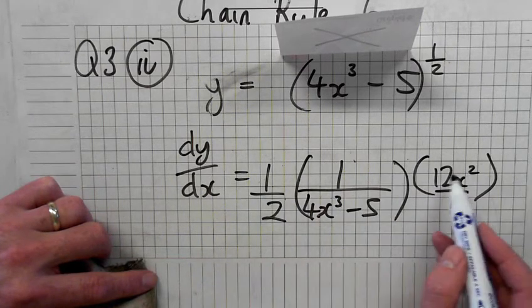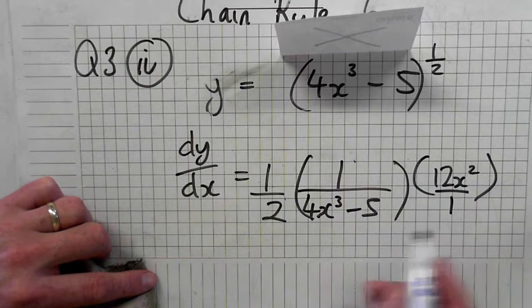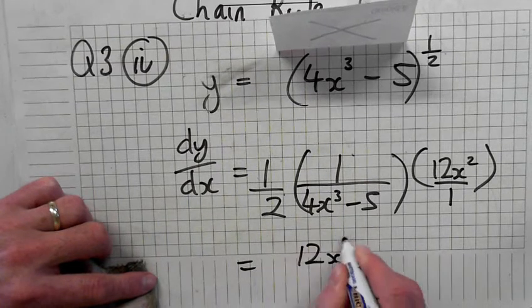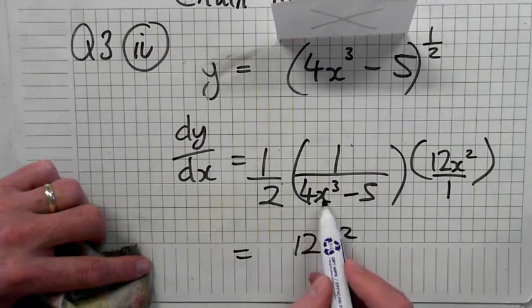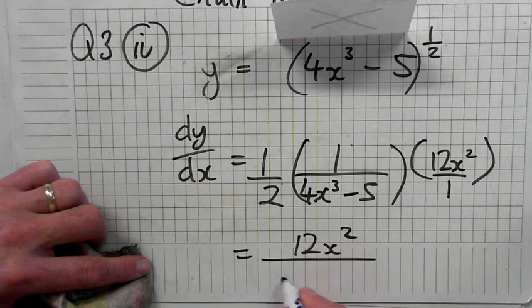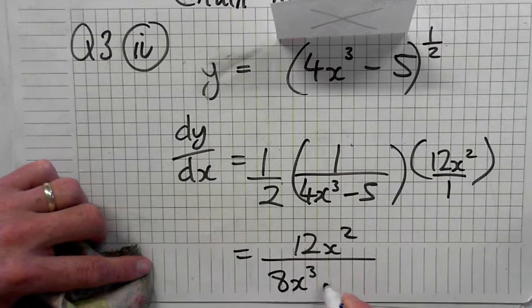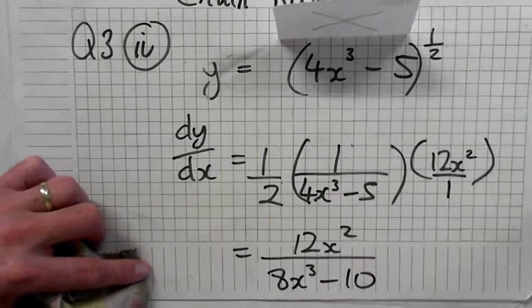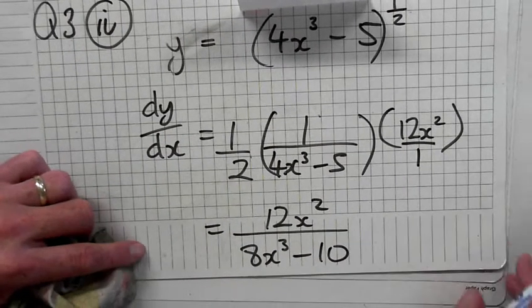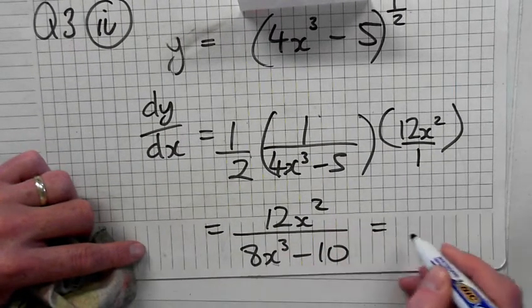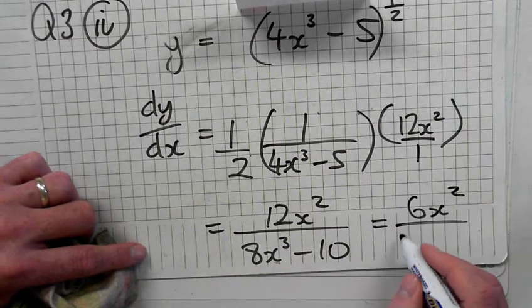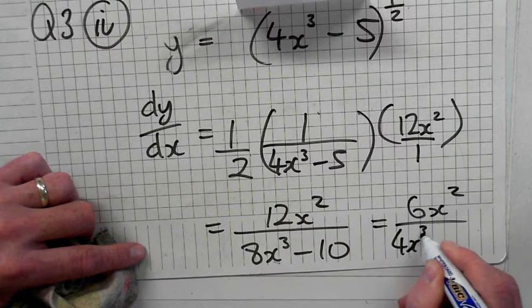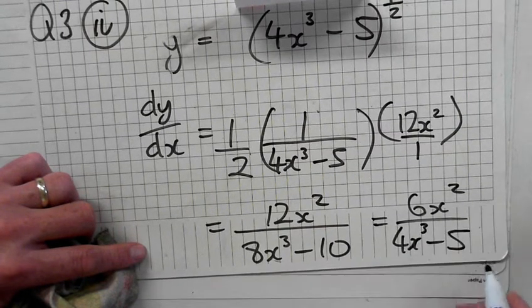1 times 1 is 1. 1 times 12x squared, 12x squared. 1 times anything is itself, so 2 times this, 4x cubed, minus 10. Is there any number I could divide all of it by? Yeah. 2 into 12, 2 into 8 is 4x cubed, 2 into 10, minus 5.